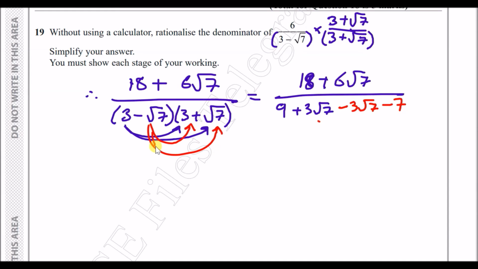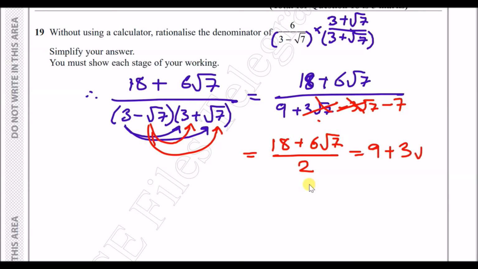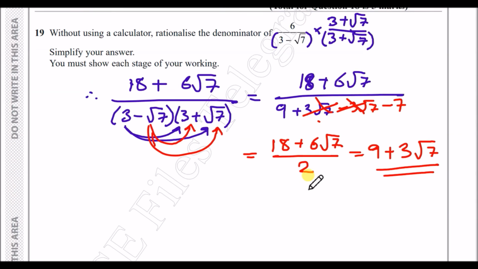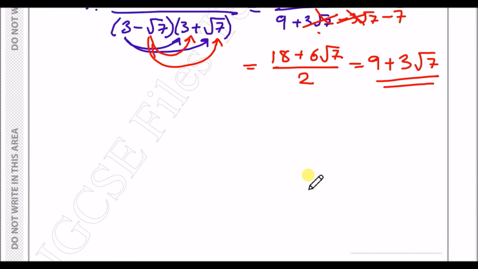Now, tying this up, if you look at the middle two terms, you've got 3 root 7 and minus 3 root 7. These two cancel each other out, so these two become 0. Now, all you're left with in the bottom line is 9 take away 7, which is 2. So here we have 18 plus 6 root 7 divided by 2. This means you're going to divide the whole numbers above by 2. So 18 over 2 is 9. 6 root 7 over 2 is 3 root 7. Whole numbers of whole numbers, yeah? And that's it. This is your answer. Easy, I think. It wasn't too bad. Okay, next one.